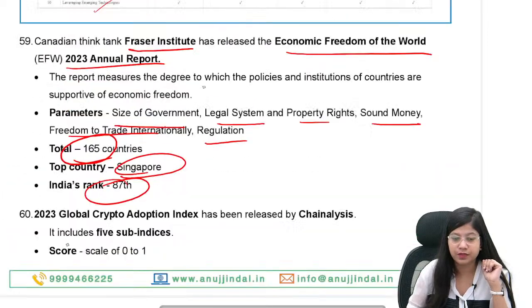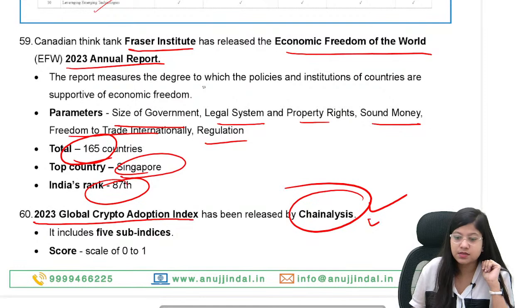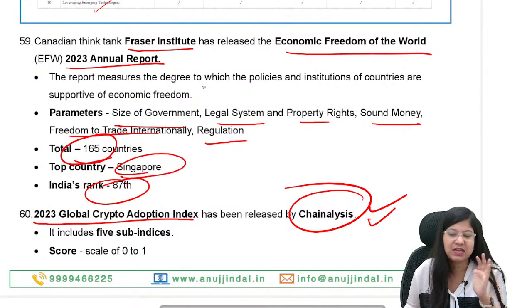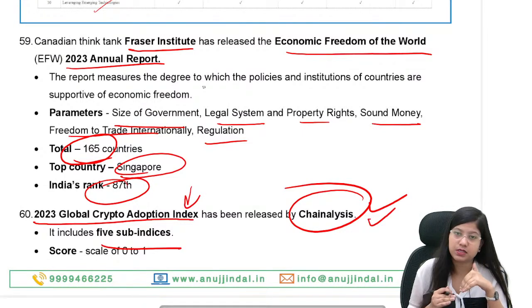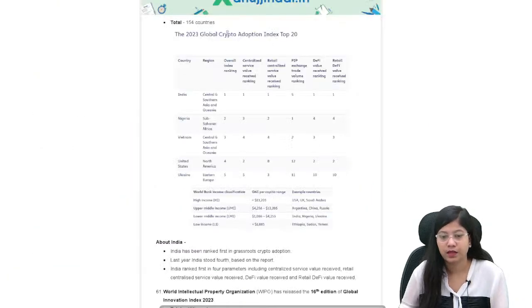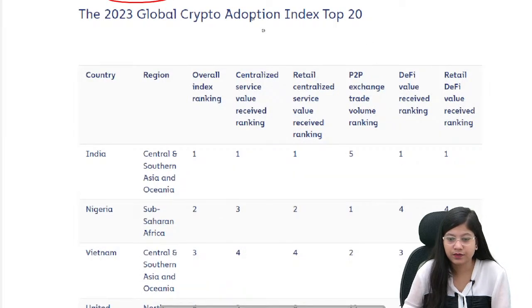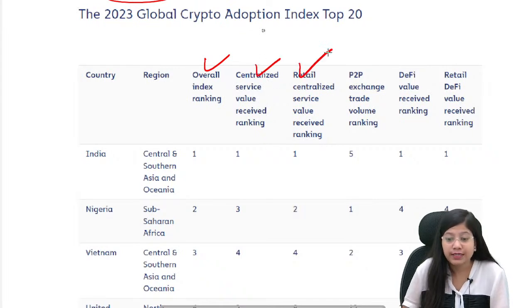The last index of this session is the 2023 Global Crypto Adoption Index, which is by Chainalysis. Although I understand that this organization is not of very much importance, still this index is important. It has 5 sub-indices also. The score range is 0 to 1. A total of 154 countries were assessed, and here we have the overall index ranking. Then we have the centralized service value received ranking, retail centralized service value received ranking, P2P exchange trade volume ranking, DeFi value received ranking, and retail DeFi value received ranking. DeFi is decentralized finance.